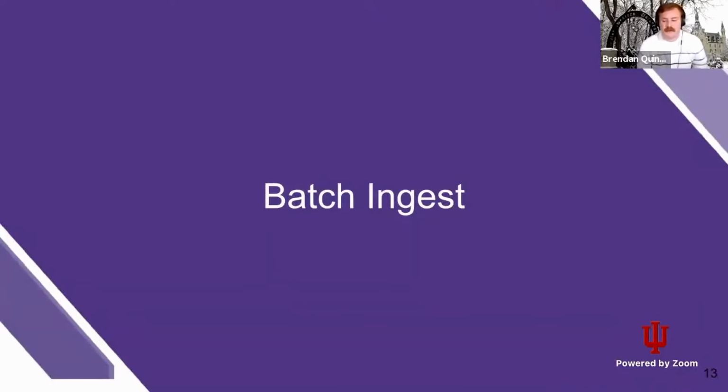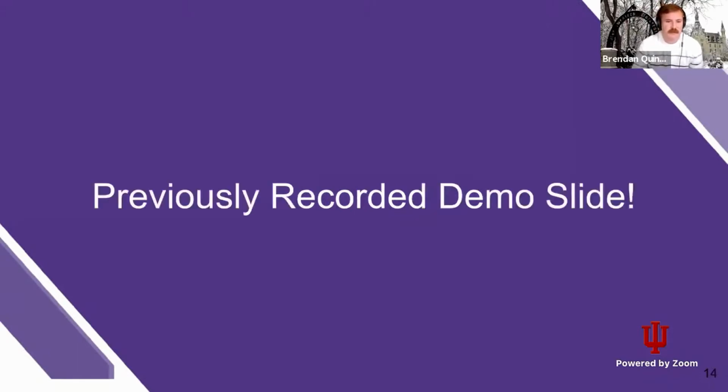So in the previous presentation, Karen and Adam went over batch editing, but I wanted to go into depth about our batch ingest pipeline. So how do we get our records into the system in order to be described and edited?